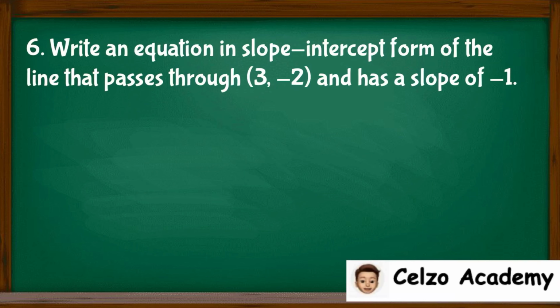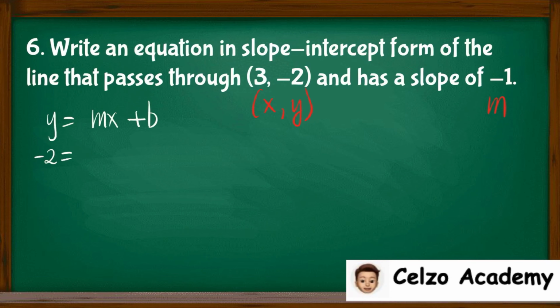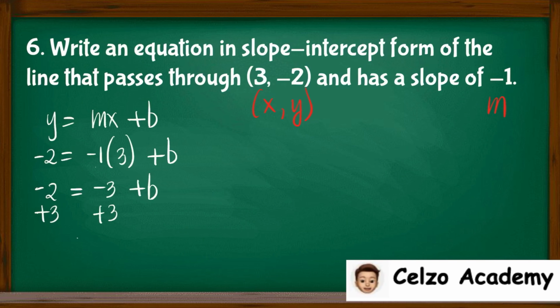Question number 6. The given point is 3, negative 2, which is our x-y coordinate, and the slope is negative 1. Using y equals mx plus b, we can substitute the values. Y is negative 2, the slope m is negative 1, x is positive 3, and then we can solve for the b value. So now we have negative 2 is equal to negative 1 times 3 is negative 3, plus b. Do the inverse operations. So our b value here is 1.